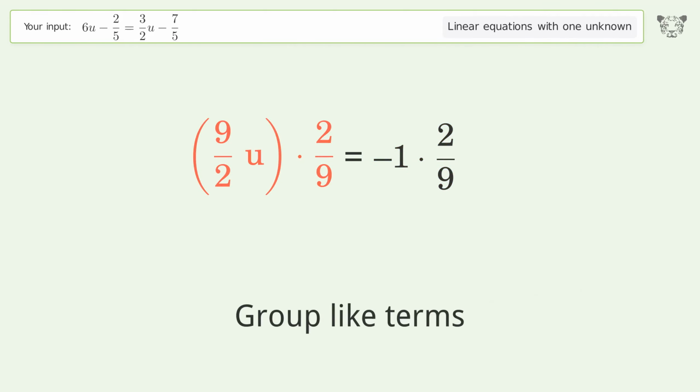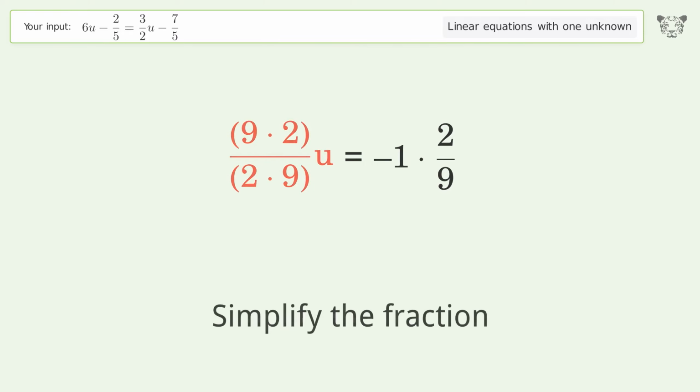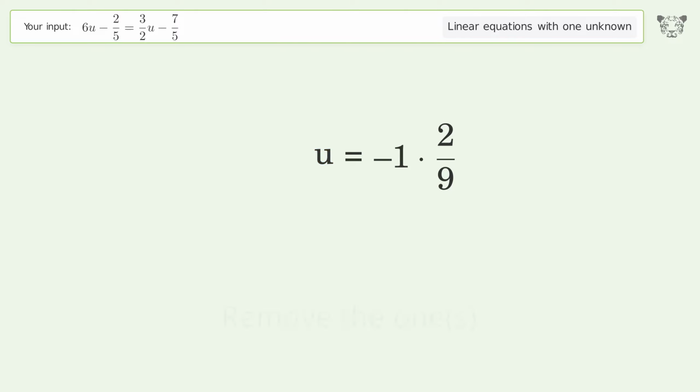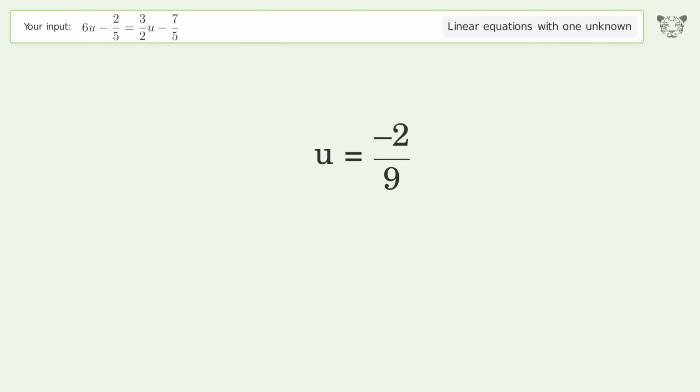Group like terms. Multiply the coefficients. Simplify the fraction. Remove the ones. And so the final result is u equals -2/9.